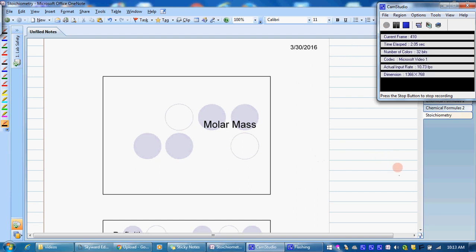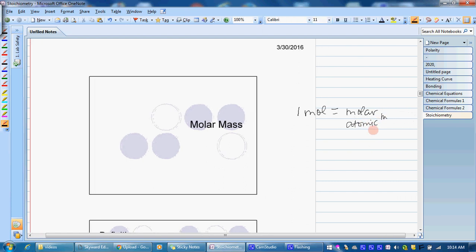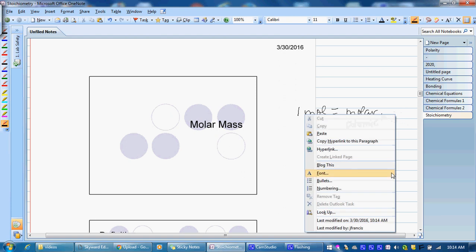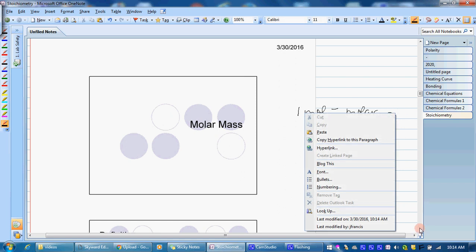What we need to understand now is how to convert from moles to mass. Like I mentioned earlier in the other video, 1 mole is not only equal to Avogadro's number, but it's also equal to molar mass, which a lot of times we call atomic mass, which is just looking at your periodic table and adding up the masses from the periodic table. Okay, so again, nothing different than what we've previously done.